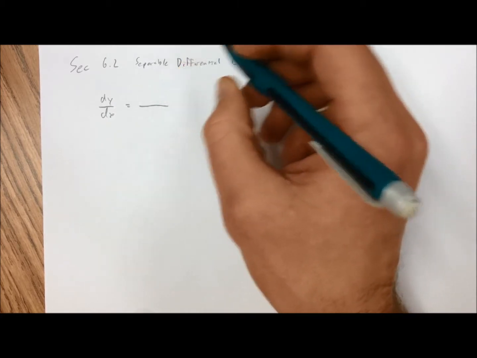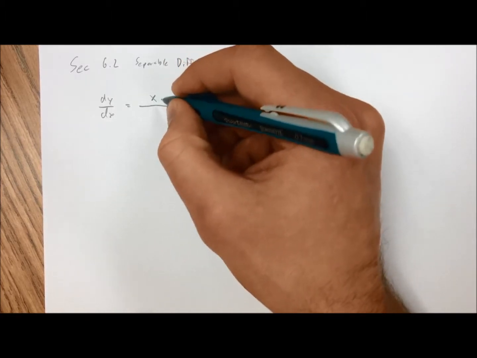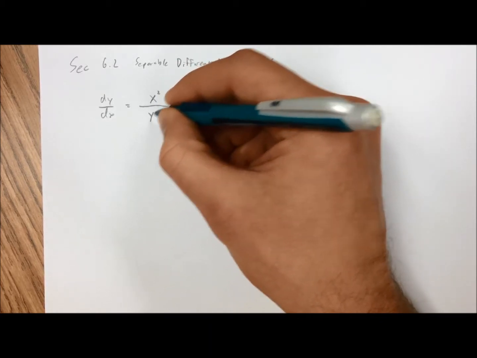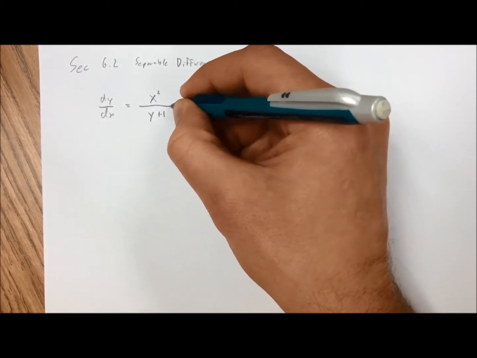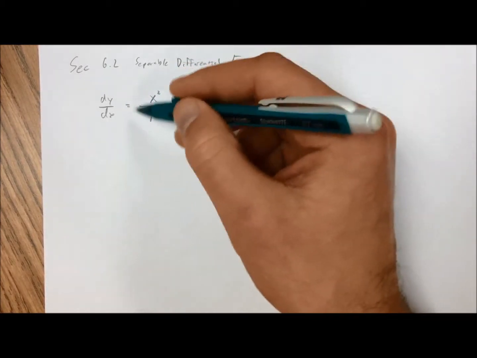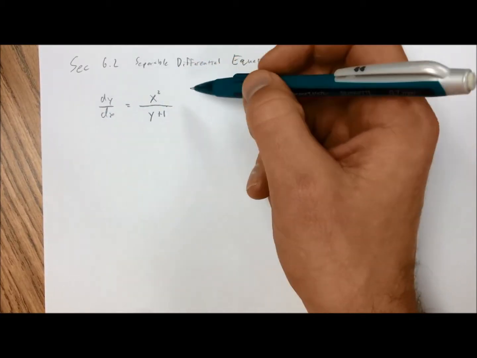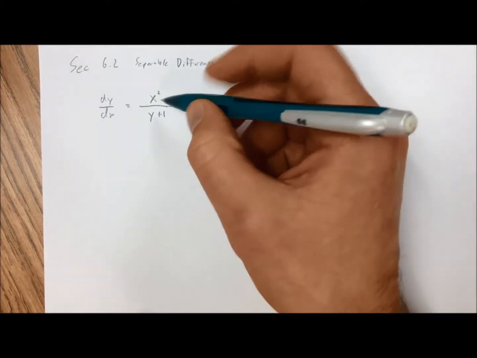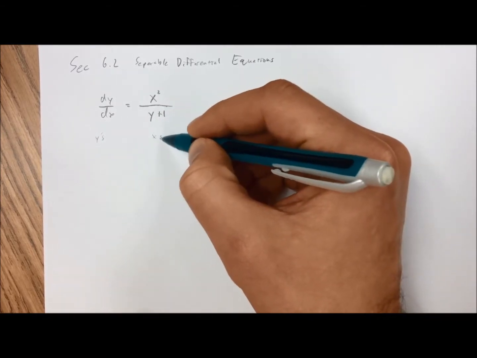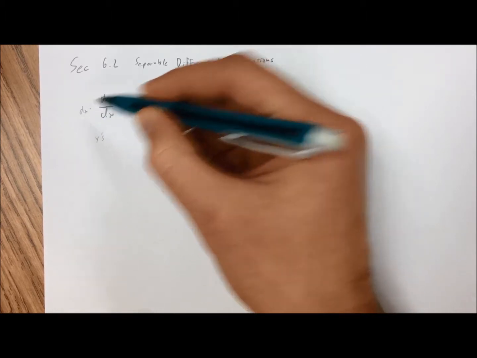X and y possibly. For example, we could have x squared over y plus 1. To solve this, although it looks big and scary, all we have to do is separate the two and integrate. So what we're going to do is get all our y's on this side and all our x's on this side. So first thing I'm going to do is multiply both sides by dx.